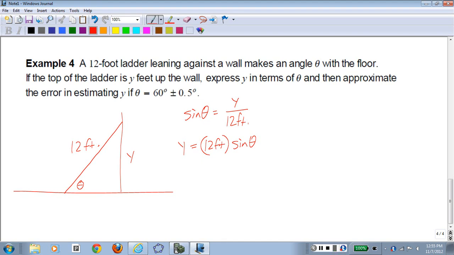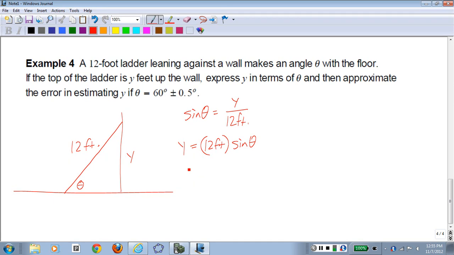But if we could be off a little bit in the measurement of the angle theta by as much as half a degree, then maybe we'd be off by a little bit too much if we think the angle is more than it really is. Or maybe we'll say it's too little if we think the angle is less than what it really is. So let's see here.